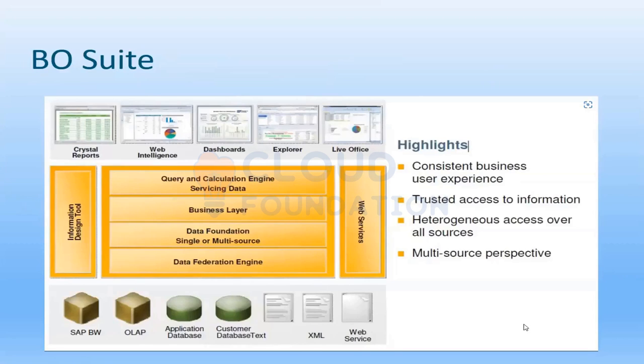Here comes the BOBJ sheet. As I told you, Business Objects is a front-end application. It is a combination of tools, not a single tool. If you see the top part here, Crystal Reports, Web Intelligence, Dashboards, Explorer, Lumira, these all come under the BOBJ suite. But we will focus mainly on Web Intelligence as part of reporting. And this Information Design Tool here, the middle layer, is also part of Business Objects.